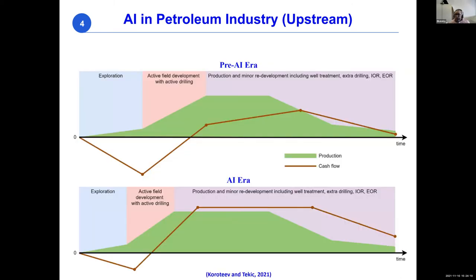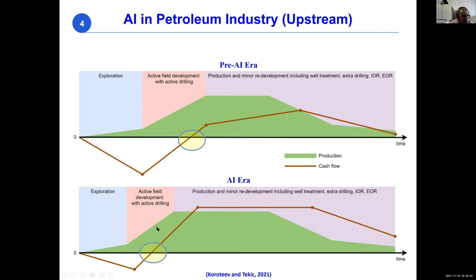If we put it in money-wise terms, if we compare the different fields in upstream, like exploration and field development, we can see that by applying AI, the time required for exploration becomes shorter, and also the time required for field development becomes less. When it comes to cash flow, the payback cash flow, as you can see, is earlier when you apply AI to get your money back.